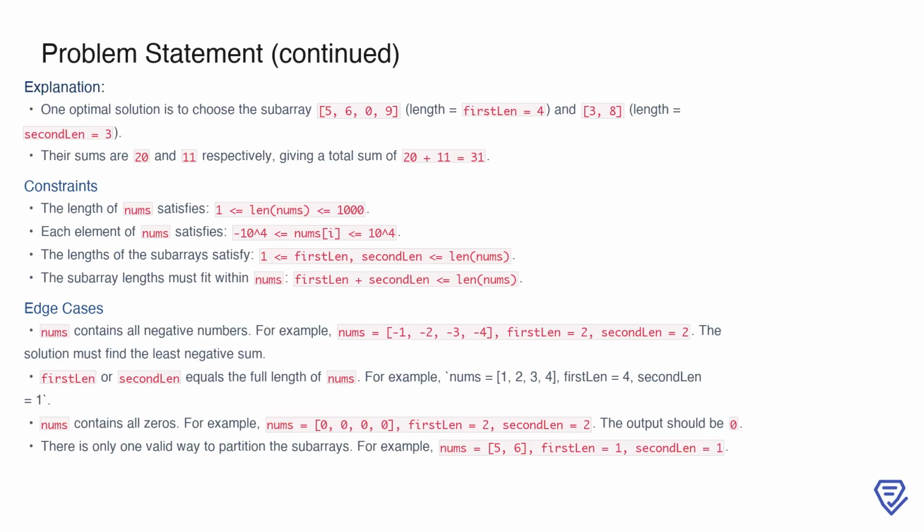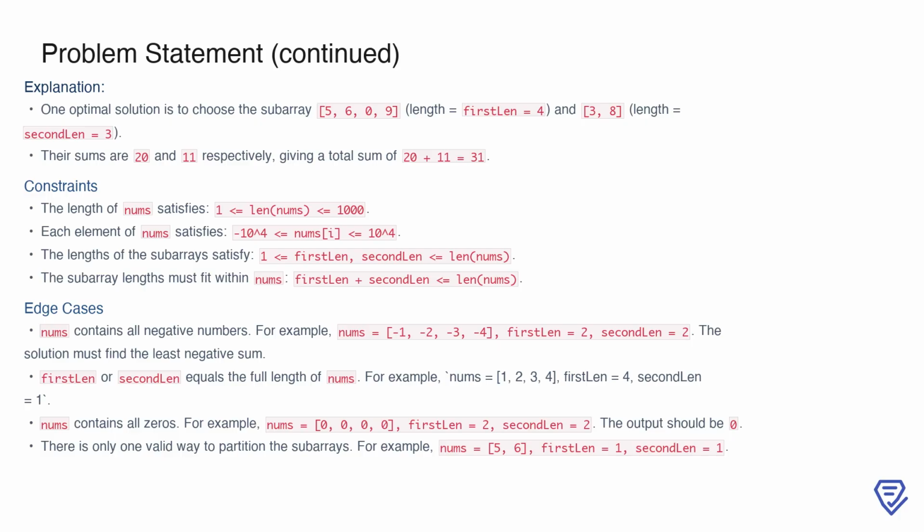Finally, let's look at a third example where nums is 2, 1, 5, 6, 0, 9, 5, 0, 3, 8, firstLen is 4, and secondLen is 3. Here, one optimal solution is to select the subarray 5, 6, 0, 9 with a length of 4, corresponding to firstLen, and the subarray 3, 8 with a length of 3, corresponding to secondLen. The sum of 5, 6, 0, 9 is 20, and the sum of 3, 8 is 11, resulting in a total sum of 31.